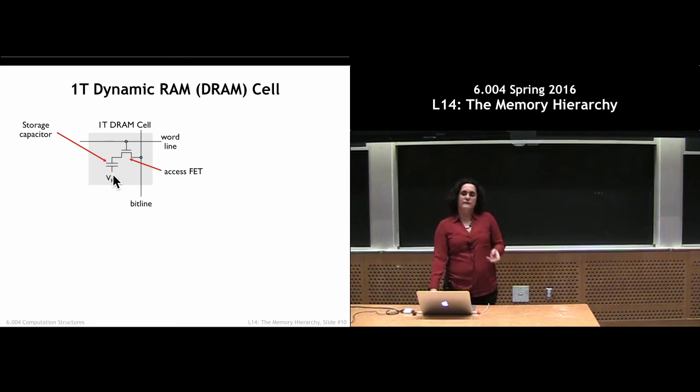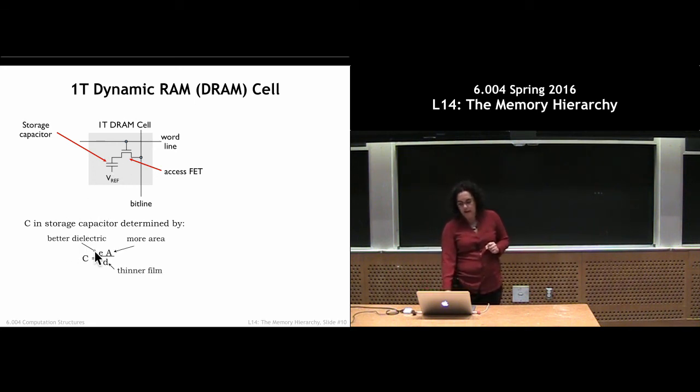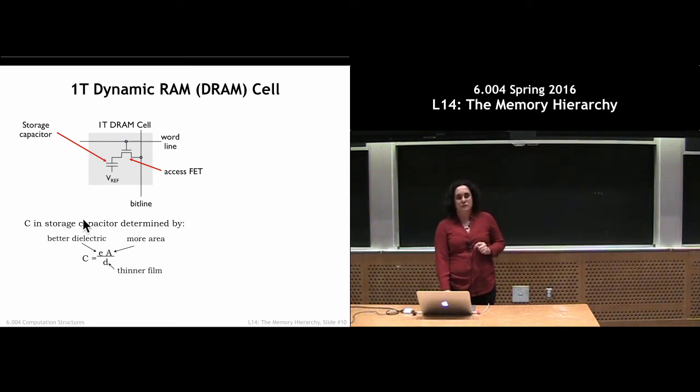Now, the capacitor is going to be better and better at telling us what the value is if the capacitance is higher. And so we want to look at what are the parameters that affect the capacitance. We have 3 parameters: the dielectric constant, area, and the thickness of the dielectric film. So in order to increase our capacitance, we can either select a different material, thus making the dielectric constant higher, we can increase our area, or we can make the distance between the 2 plates of the capacitor smaller.